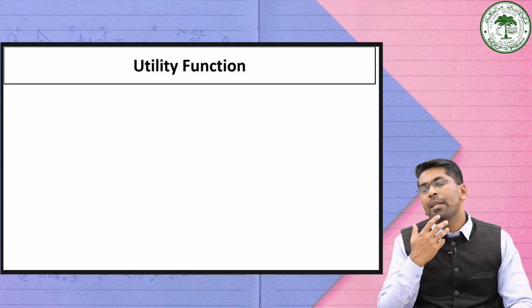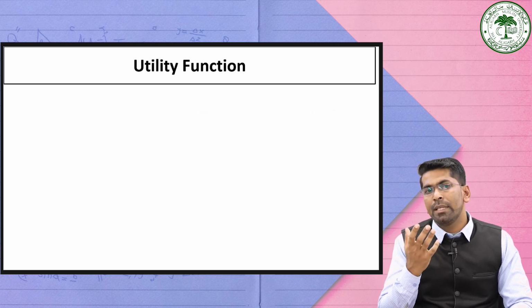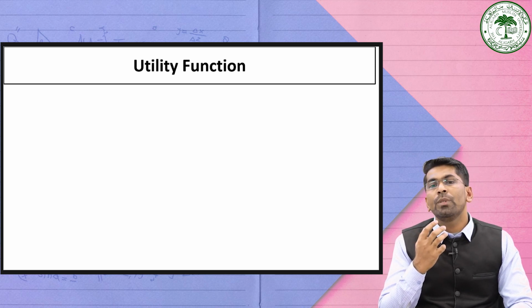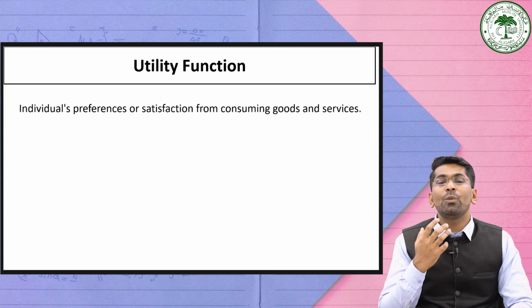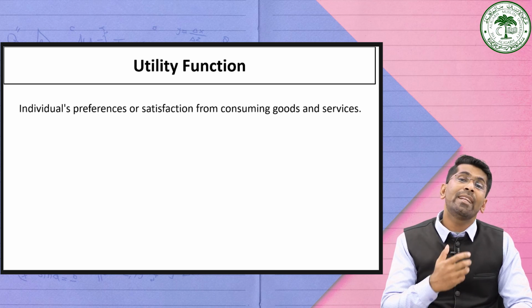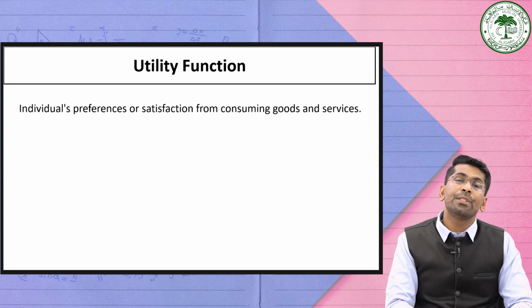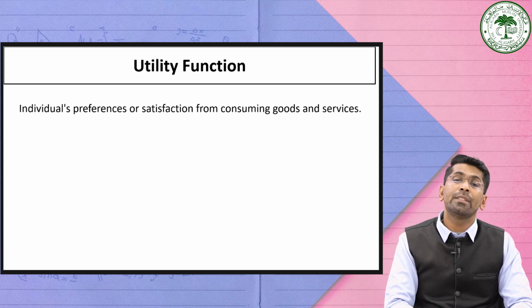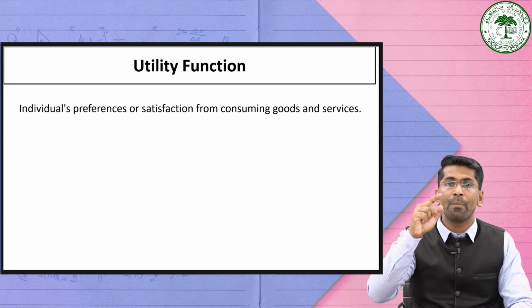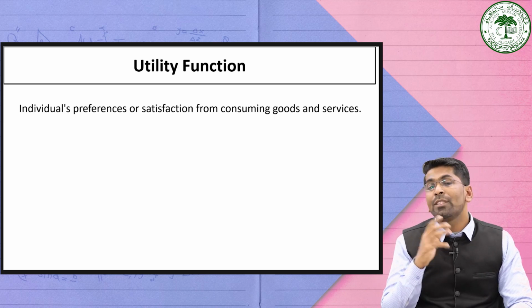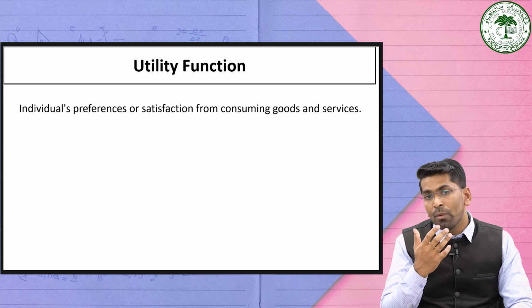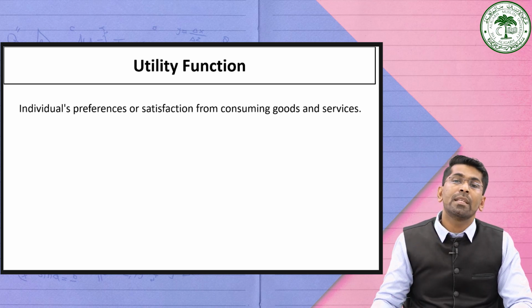Now we have another type of function, generally known as the utility function. The utility function shows the individual's preferences or satisfaction from consuming goods and services. It is generally denoted by the capital letter U and is typically expressed as a function of the quantities of various goods and services consumed by a particular consumer.